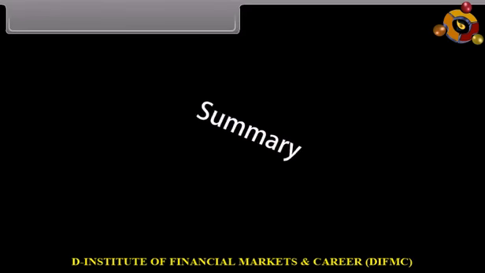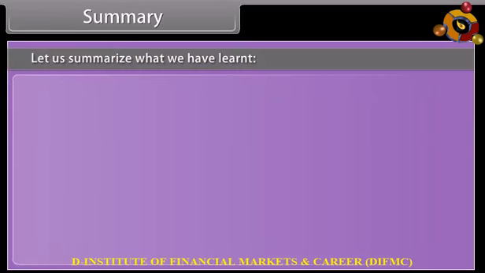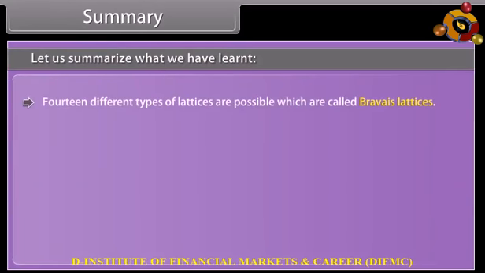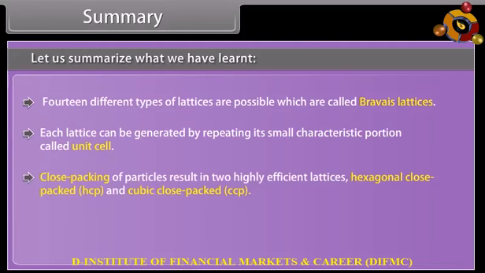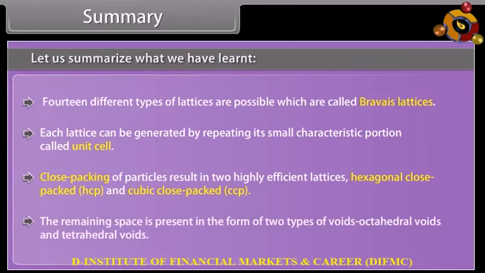Summary. Let us summarize what we have learnt. 14 different types of lattices are possible, which are called Bravais lattices. Each lattice can be generated by repeating its small characteristic portion called unit cell. Close packing of particles results in two highly efficient lattices, hexagonal close-packed HCP and cubic close-packed CCP. The remaining space is present in the form of two types of voids, octahedral voids and tetrahedral voids.